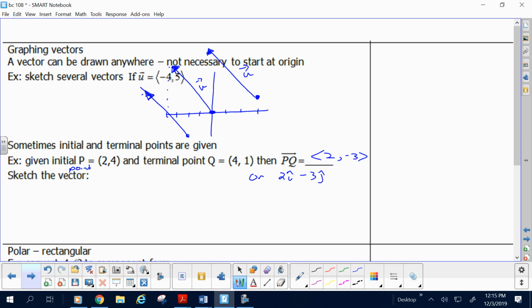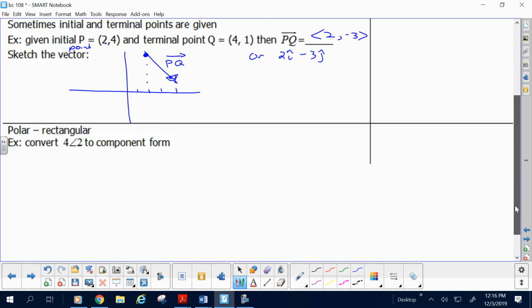All right. If I wanted you to graph this, then 1, 2, 1, 2, 3, 4 is the starting point. (4, 1) is the ending point. It should have a point at the start and an arrow at the end, and that is vector Q. That's P in the direction of Q. So far, so good? Okay.